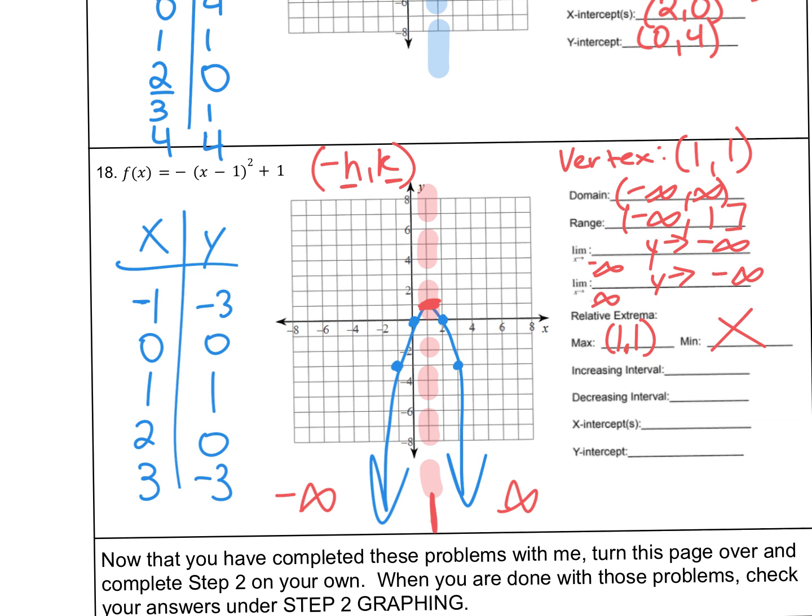Increasing, decreasing, so we trace this thing as if it were a roller coaster. From -infinity to that line of symmetry at 1, this thing is increasing. And then from 1 to infinity, it's decreasing.